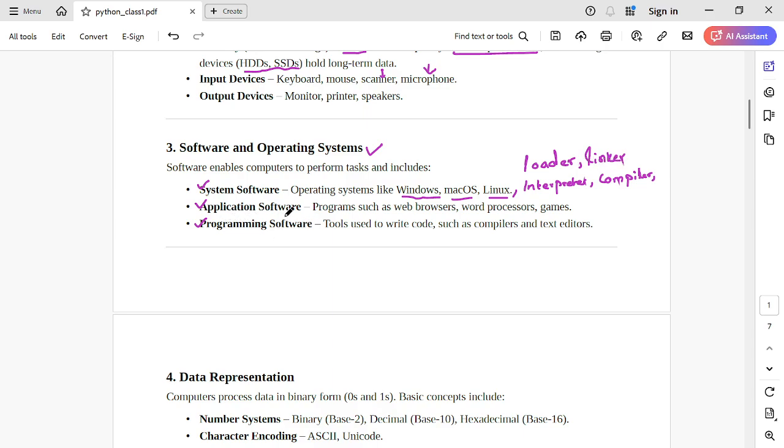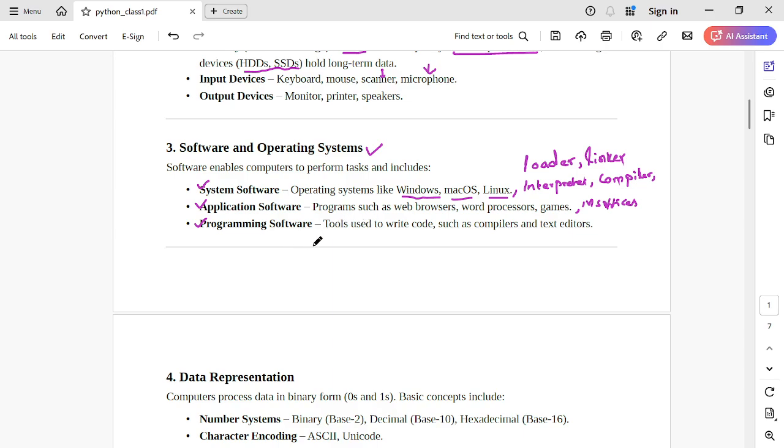So next comes application software. We are having different application softwares that are available. Programs such as web browser, word processor, games, etc. Right. So these are some of the application software that are available, which is used for a specific application. You can also specify MS Office, where Word is used for typing, as well as PowerPoint for presentation. Like, we are using a specific application software for a specific purpose, right?